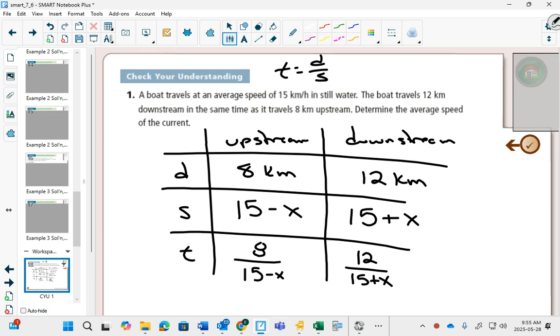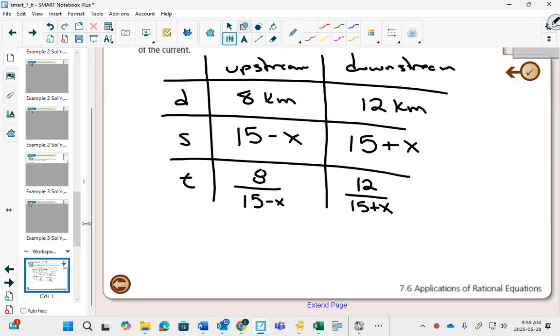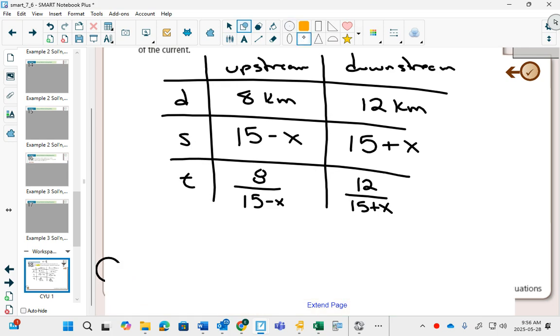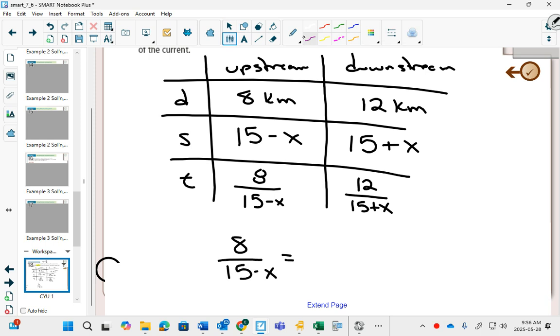Once you've completed your chart, there has to be something in the question that lets you set up the equation. I'm going to take out my highlighter. I'm going to look through here, and I'm like, ooh, here it is. It's the same time, upstream and downstream. That means when I write my equation now, I know that this one has to equal this one.